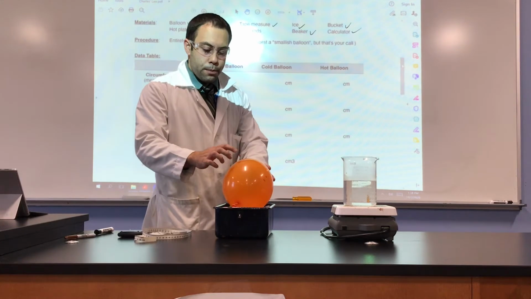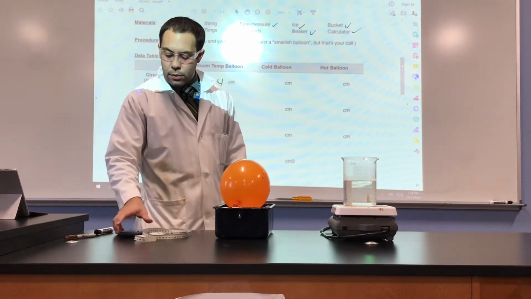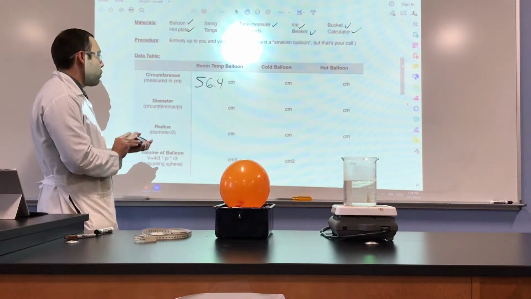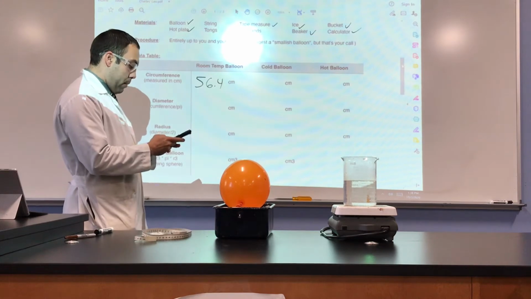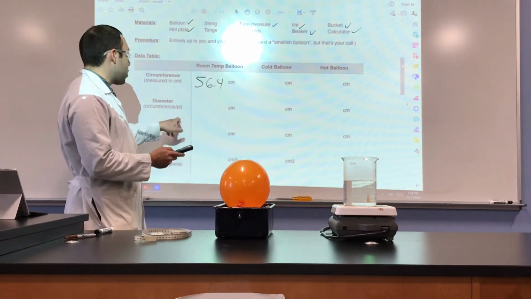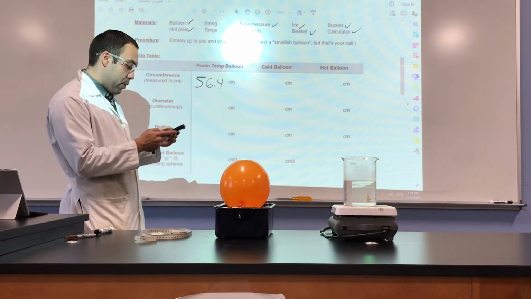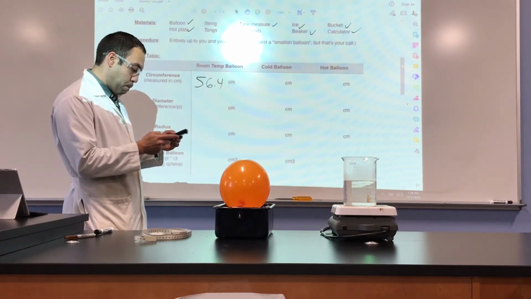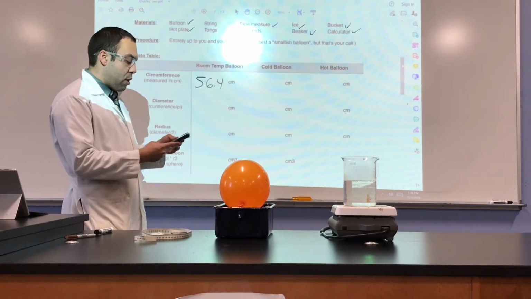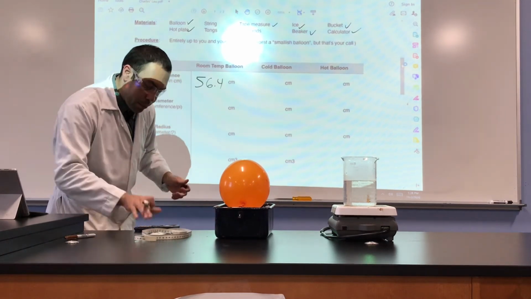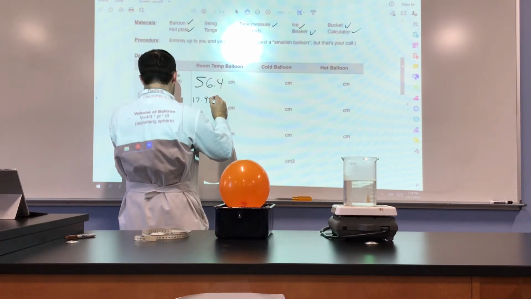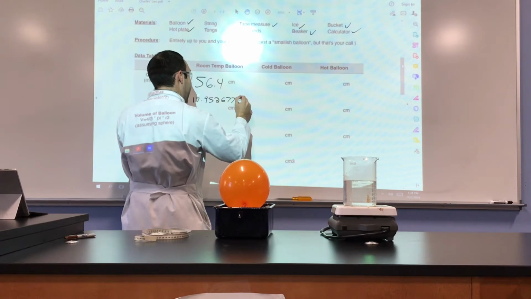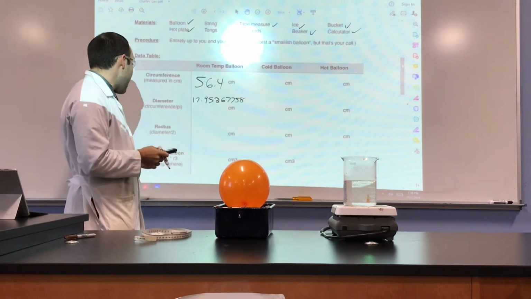While we wait for the balloon to get cold, we can do the calculations for the room temperature balloon. So the first thing we are going to do, 56.4, we're going to divide the circumference by pi. So find the pi button, 3.14. And on this calculator, it's right here. So 56.4 divided by pi is going to give us a very long number, 17.95267758. That's okay, we'll do significant figures at the very end.